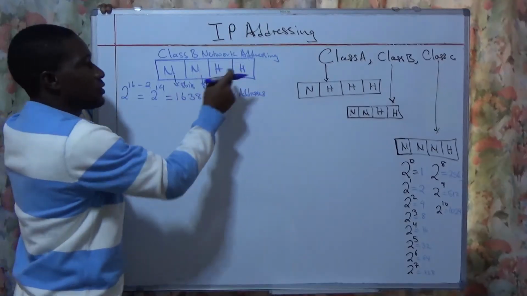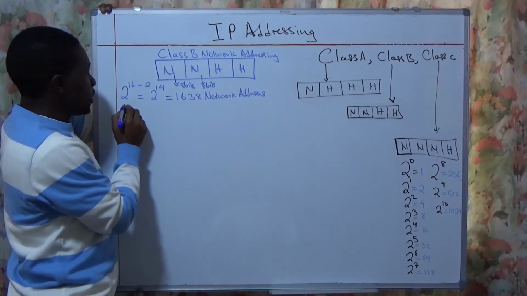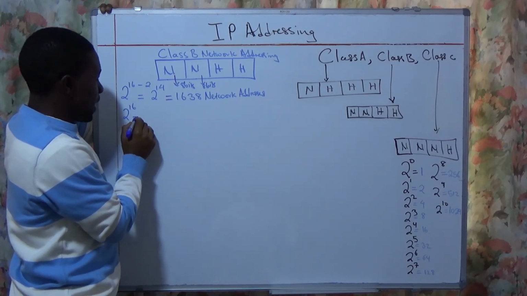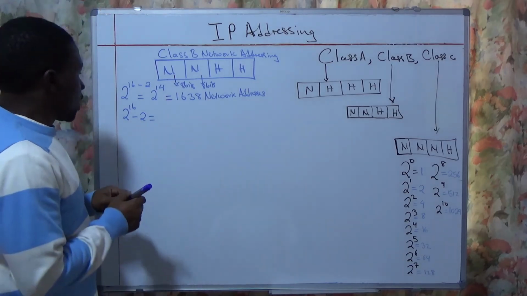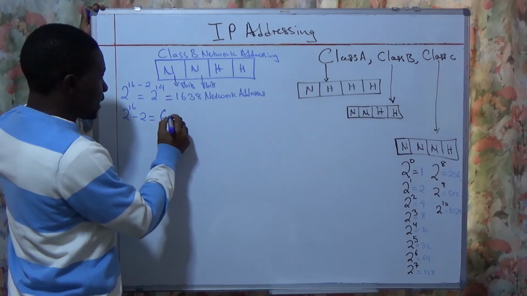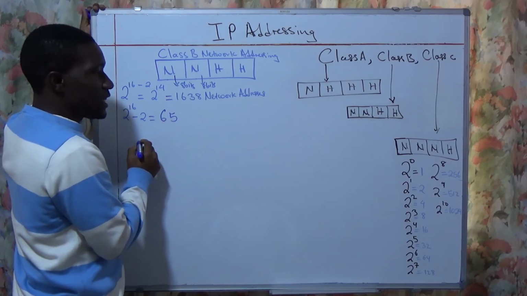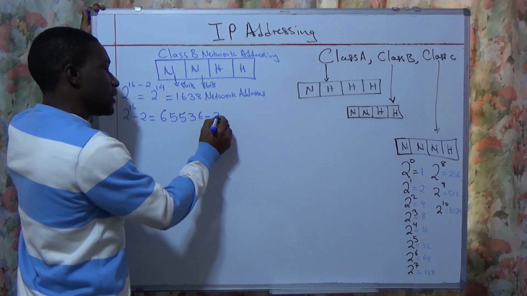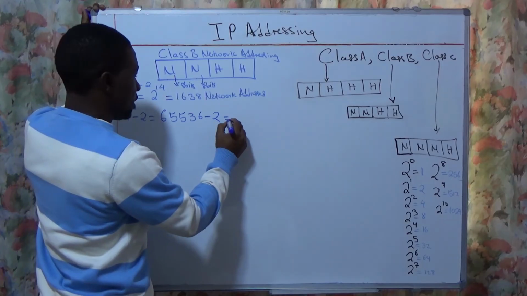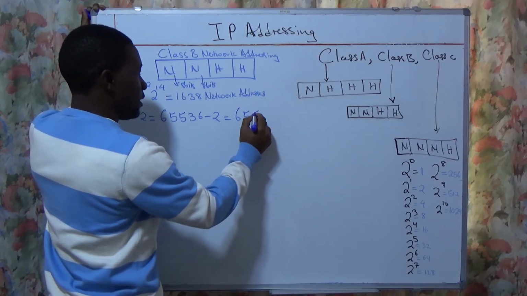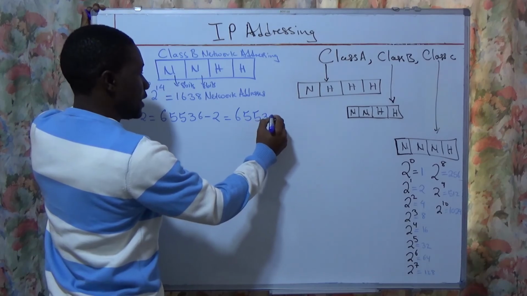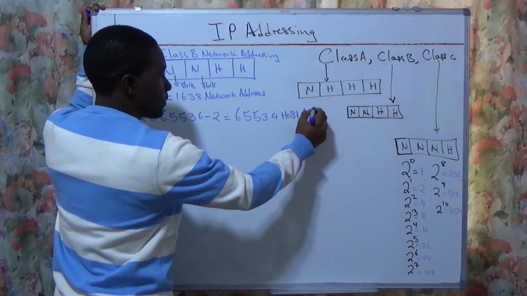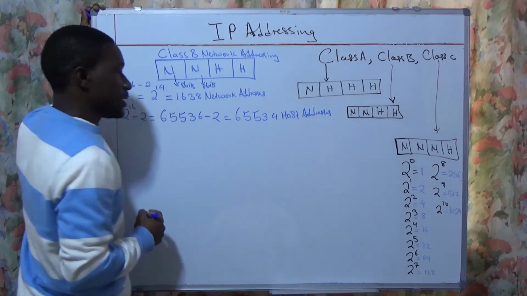addresses. What about the host addresses? For host addresses, we shall have 2 to the power 16 minus 2, which will give us 65,536 hosts minus 2. And at this point, we shall remain with 65,534 host addresses.